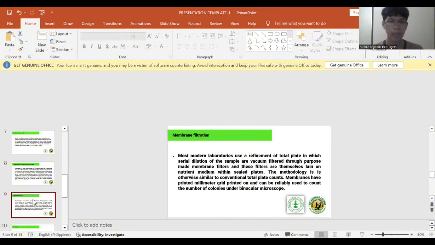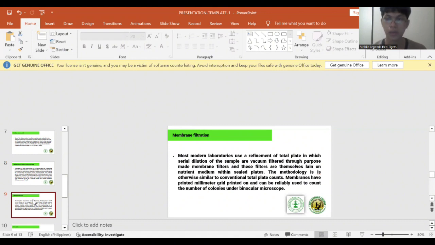So, membrane filtration. Most modern laboratories use a refinement of the total plate count in which serial dilutions of the samples are vacuum filtered through purpose-made membrane filters, and these filters are themselves lying on nutrient medium within sealed plates. The methodology is otherwise similar to conventional total plate counts.